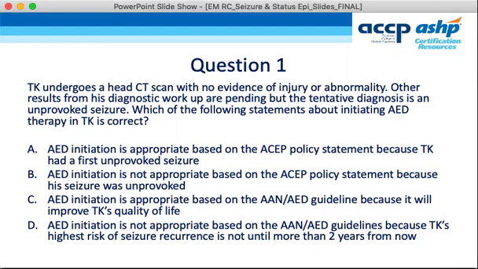A, anti-epileptic initiation is appropriate based upon the ACEP policy statement because TK had a first unprovoked seizure. B, AED initiation is not appropriate based upon the ACEP policy statement because his seizure was unprovoked. C, anti-epileptic initiation is appropriate based upon the AAN AED guidelines because it will improve TK's quality of life. Or D, anti-epileptic initiation is not appropriate based upon the AAN guidelines because TK's highest risk of seizure recurrence is not until more than 2 years from now. So what do you guys think?